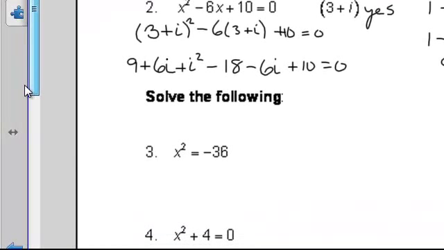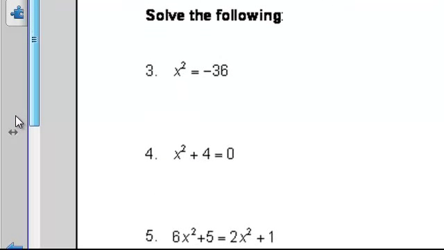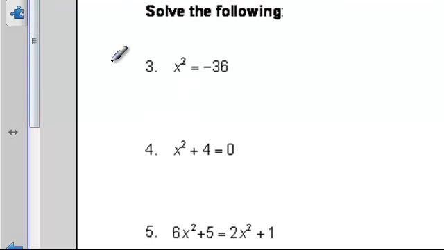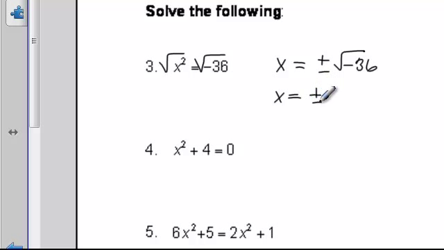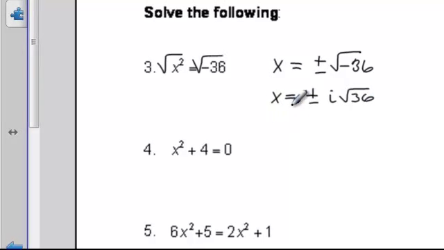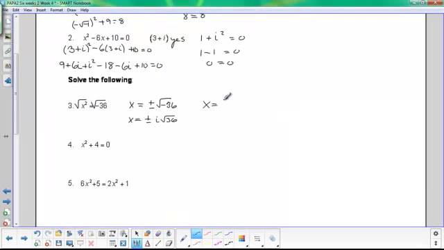Solving quadratics. Remember, there will always be two solutions when you square root both sides. So to get rid of the square, I'll be square rooting. So that is x equals plus or minus the square root of -36. x equals plus or minus i square root of 36. x equals plus or minus 6i.